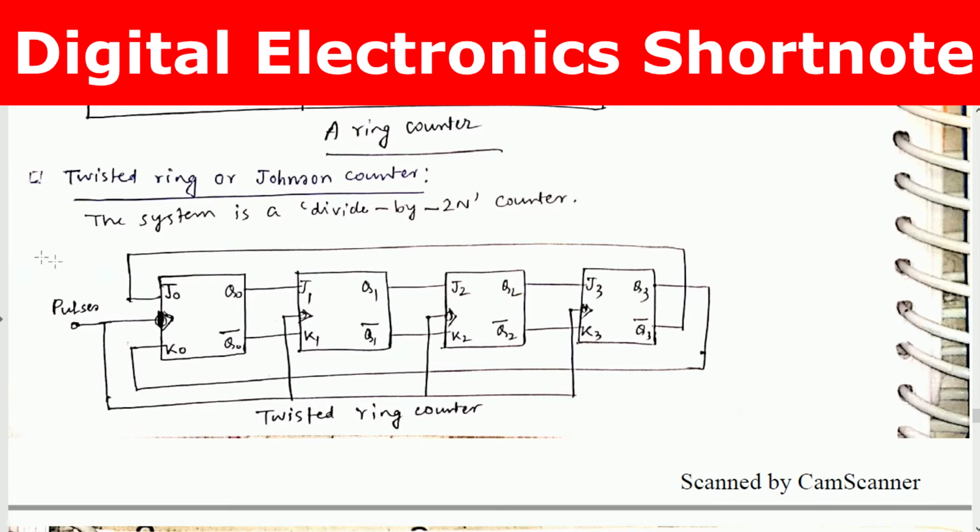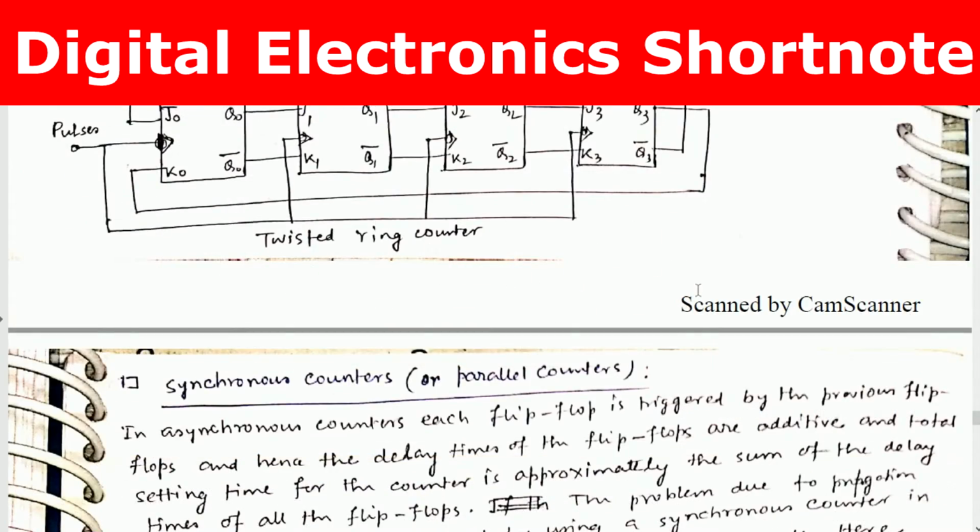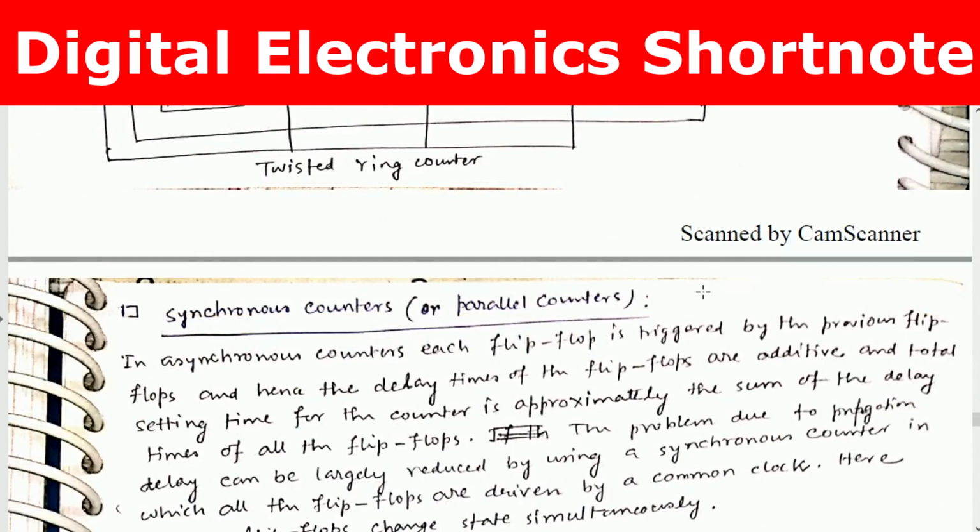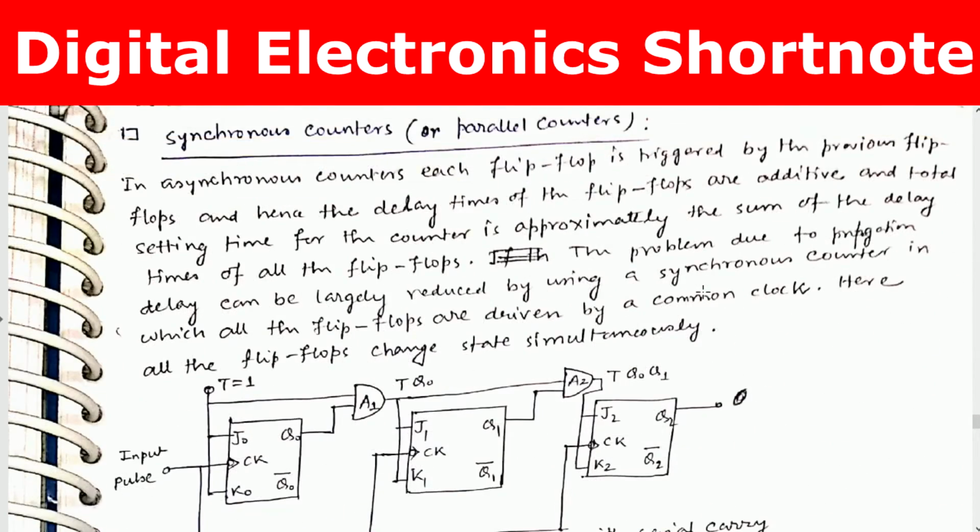Twisted ring or Johnson counter. The system is a divide by 2n counter. This is twisted ring counter. Check the circuit.